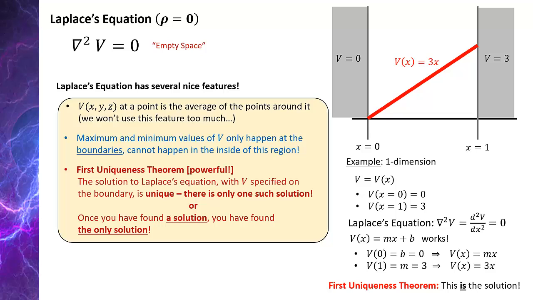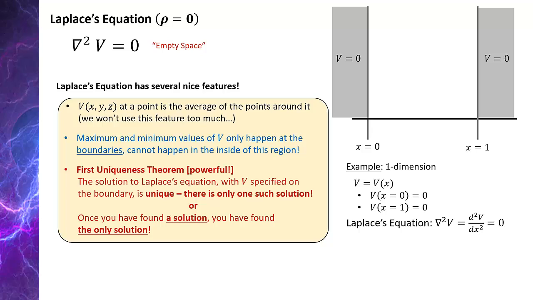We can also point out one of the other features of Laplace's equation, namely that the maximum and minimum only occur on the boundaries. We see that we don't have any kind of curve in between the left and the right-hand side of this region. We just have a straight line between x equal to 0 and x equal to 1. And so the maximum and minimum values that the electric potential can take only occur on the boundaries.